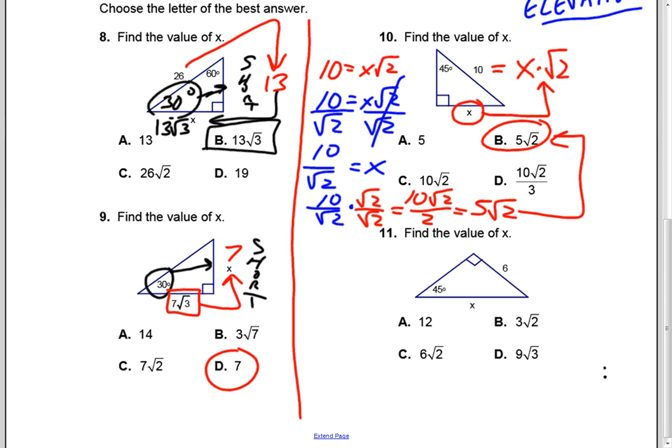Number 11 matches up perfectly to our model. What am I supposed to do with this to get this? What do I attach? So 1, 2, 3 of these follow the pattern perfectly. The one that doesn't, you still actually follow the pattern, but you might have to do some work with the radical and get rid of it off the bottom.